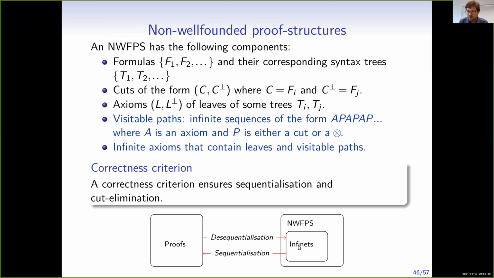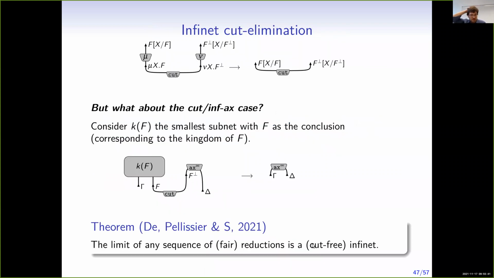The correct non-well-founded proof structures are known as infinites, and they can be sequentialized, and every proof desequentializes to an infinite. And if a non-well-founded proof structure is an infinite, a correct infinite, then we have cut elimination. So fair reduction sequences converge, but we have to design an appropriate cut reduction using the notion of kingdom, which is well known from the linear logic proof net literature.